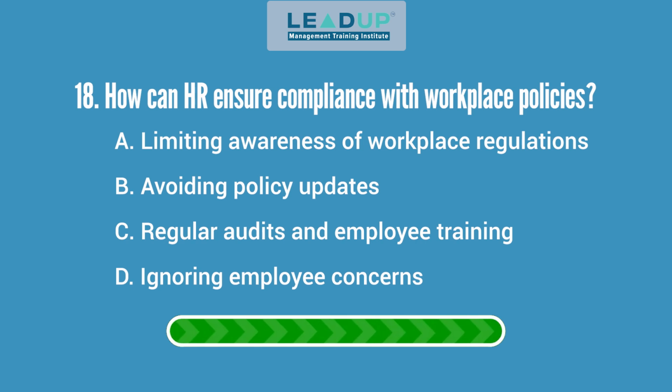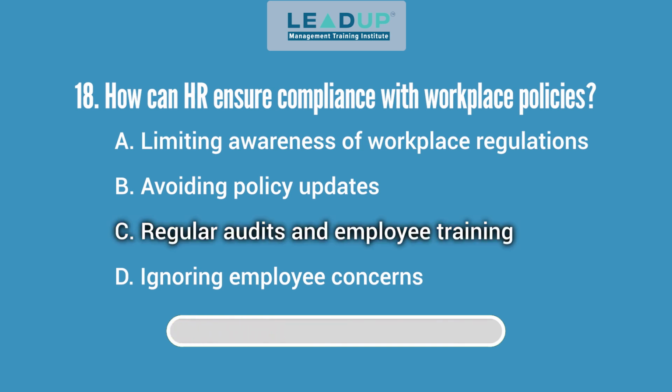Question 18. How can HR ensure compliance with workplace policies? A. Limiting awareness of workplace regulations. B. Avoiding policy updates. C. Regular audits and employee training. And D. Ignoring employee concerns. Answer: regular audits and employee training.